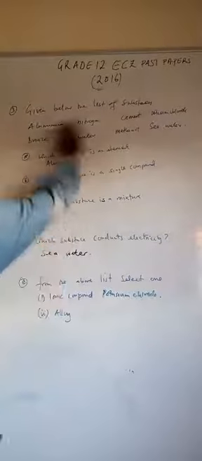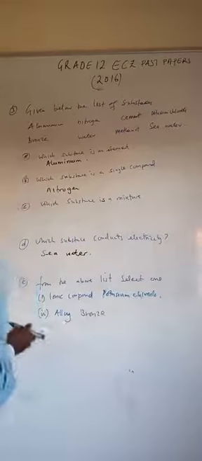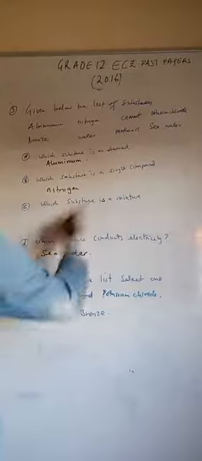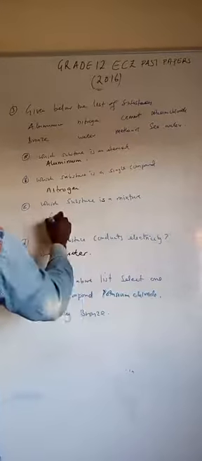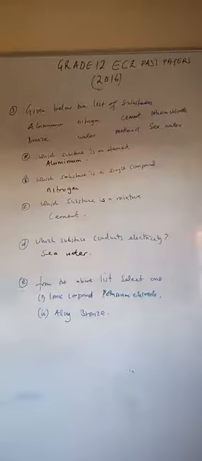What about an alloy? Which of these is an alloy? Bronze. Bronze is an alloy. Which of the following is a mixture? Cement. So there, on which substance is a mixture, we'll put cement.